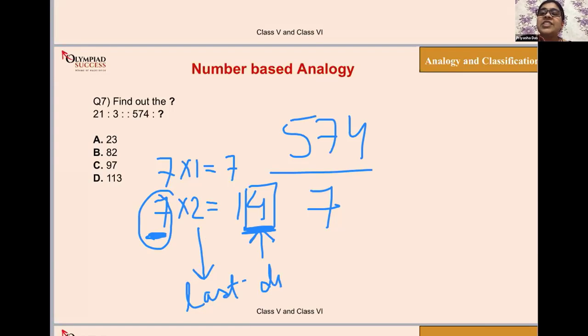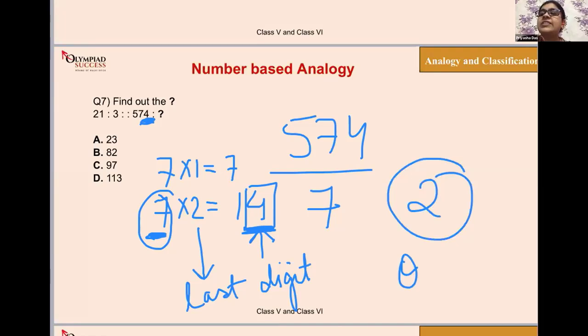So what is the last digit in our question? It is 4. If I am dividing it by 7, I will definitely get a 2 in the ones place. So where is 2 in the ones place? In which of the options? Option B. Very good, guys.